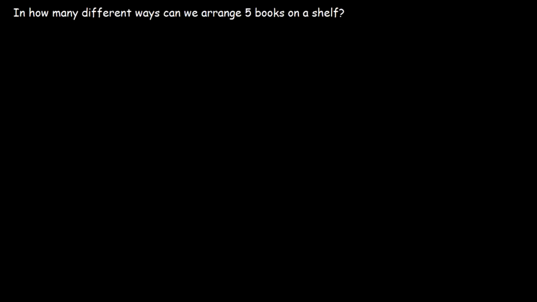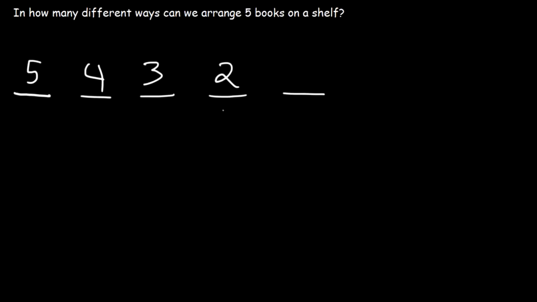So we want to arrange 5 books on the shelf, right? So there's 5 positions to place the 5 books. In the first position, we can choose any of those 5 books. So we have 5 options. Now, once we place the first book in the first position, there's 4 books left over to choose from. So we could put any of the 4 books in the second position. Now that we've placed 2 books, we have 3 left over. So we could put any of those 3 books in the third position. Now we have 2 books left over, so we could put any of those 2 in the second to last position. And in the last position, we can only put the last book there.